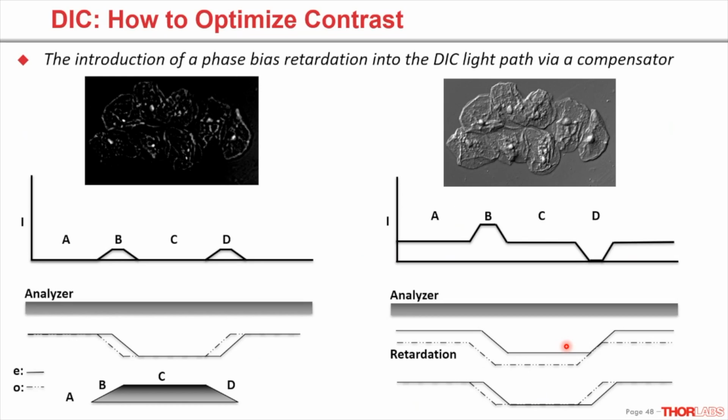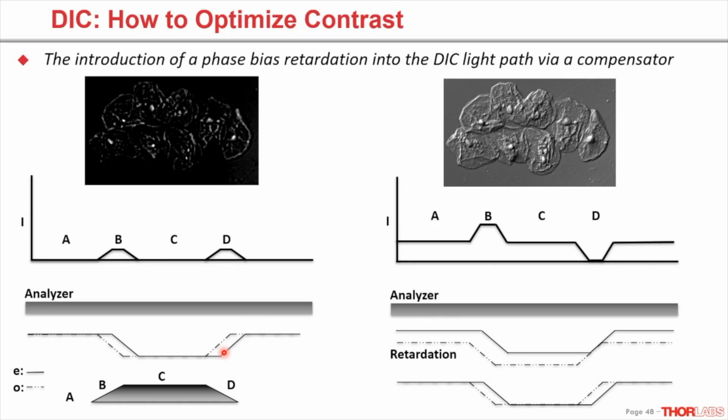There's one more step to optimize a DIC microscope, and that is the introduction of a phase bias retardation into a DIC light path. You do this via a compensator. The reason we do this is, we'll take this left as an example. This is a trapezoidal sample, and we're going to imagine that an E and O ray are passing through this sample. Both, you can see, are slowed down in proportion to the change of the optical path length, which again is the product of the thickness and the refractive index of the sample.